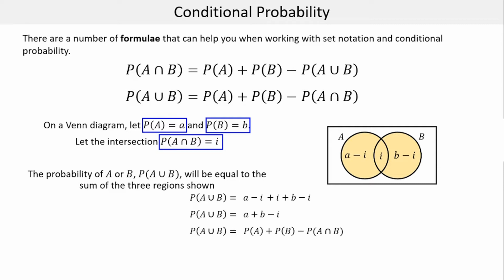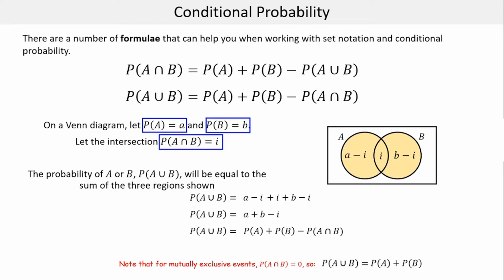While we're thinking about it, if we had mutually exclusive events, this formula would be slightly different. In fact, it would be the same. The intersection would be 0, so the intersection is redundant. And we could think to ourselves, for mutually exclusive events, the union is going to be the probability of A plus the probability of B.